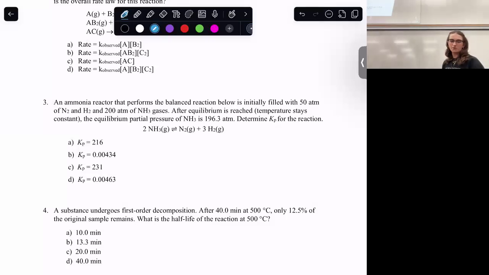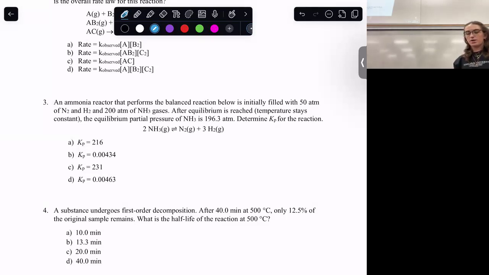Okay, so when we look at question 3, we have an ammonia reactor that performs the balanced reaction below. It is initially filled with 50 atm of nitrogen and hydrogen and 200 atm of ammonia gases. After equilibrium is reached, temperature stays constant. The equilibrium partial pressure of NH3 is 196.3 atm, and we want to determine Kp for this reaction.